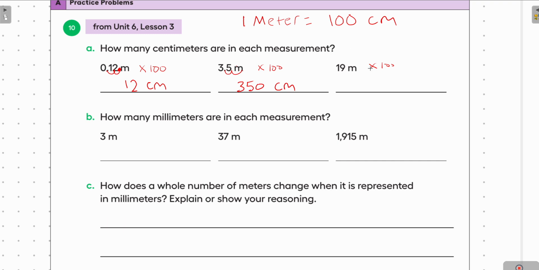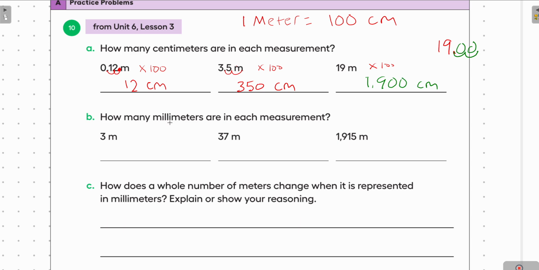centimeters. Now we got 19 meters times 100. Well, this is a whole number here. So in a whole number, the decimal place is after the ones, 9 ones here. So the decimal place is over here. So this decimal place is moving 2 places this way. 1, 2. You can just add zeros here. So that is 1900 centimeters.